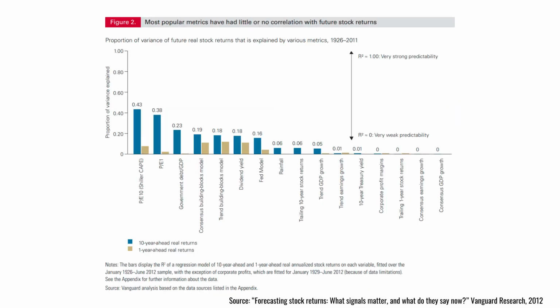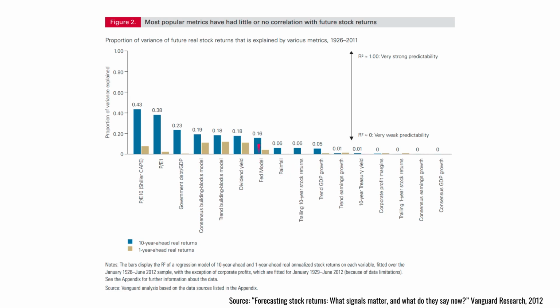The reason why I look at the CAPE ratio as a measure of value is shown here in this report from Vanguard Research in 2012. The question is, how predictive are these factors of stock market returns over the next 10 years? And you can see the most predictive is the Shiller CAPE measure. If the R squared is 0, it's not predictive at all. If the R squared is 1, then it's perfectly predictive.